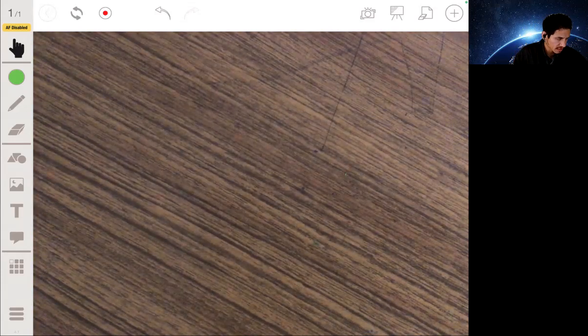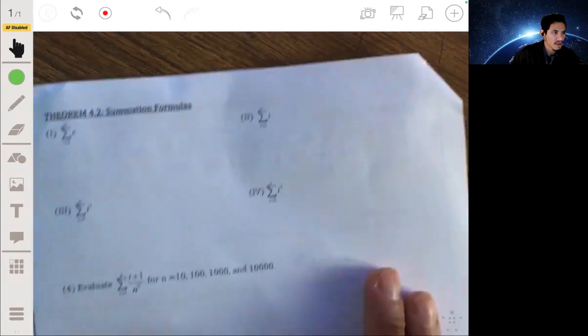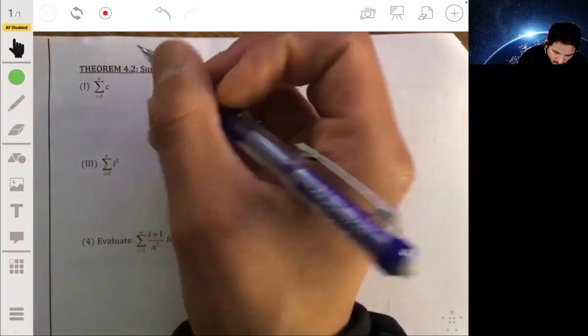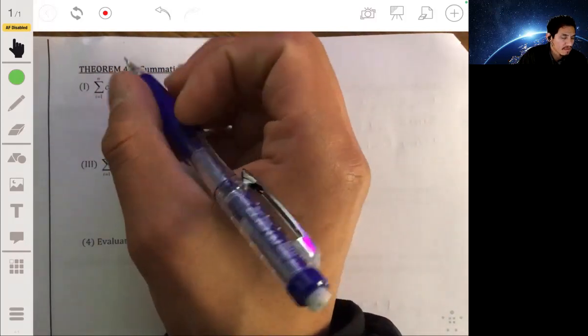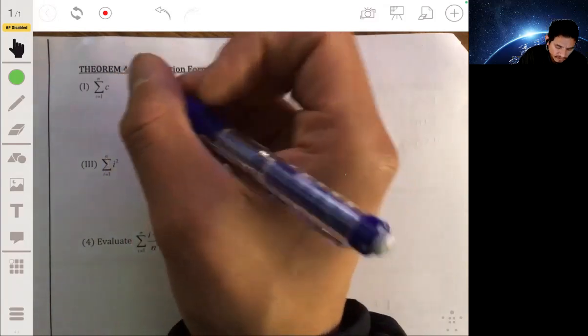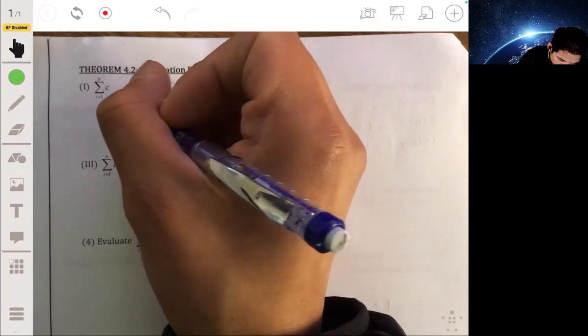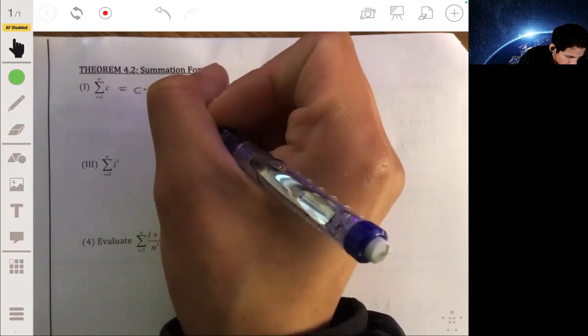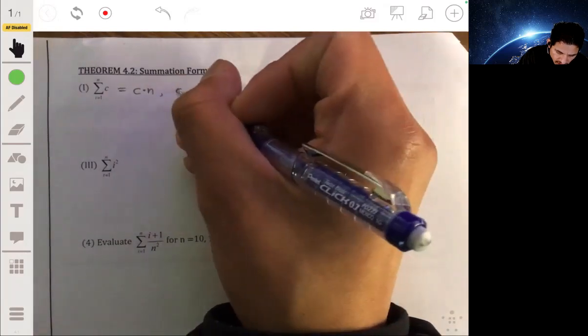And now let's look at a couple of formulas that we can break down. A couple of formulas that will be very useful will be if you have the sum of the terms where each term is equal to c from i equals 1 to n, this will just be equal to c times n, where c is a constant.